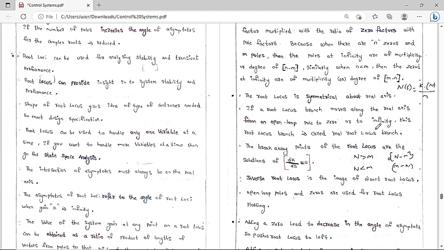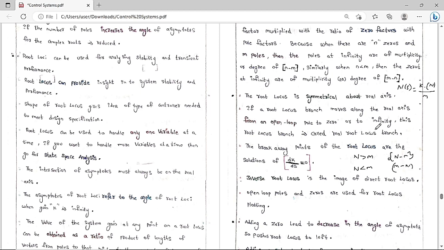Open loop poles and zeros are used for root locus plotting, and I've already told you the root locus graph is going to start from the open loop poles and end at the open loop zeros. So with the help of open loop poles and open loop zeros only, we are going to plot the root locus.